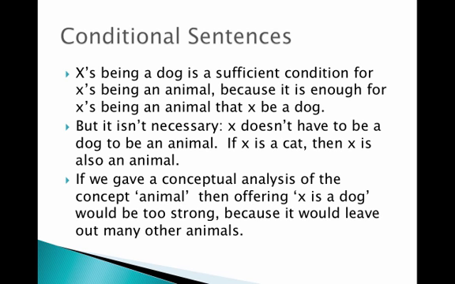All right. X as being a dog is a sufficient condition for X as being an animal, because it is enough for X as being an animal that X be a dog. But it isn't necessary. X doesn't have to be a dog to be an animal. If X is a cat, X is also an animal. So if we were to give a conceptual analysis of the concept animal, then offering X as a dog would be too strong, because it would leave out too many other animals. We want a conceptual analysis of the concept animal that will be satisfied by cats, by mice, by humans, because humans are animals.